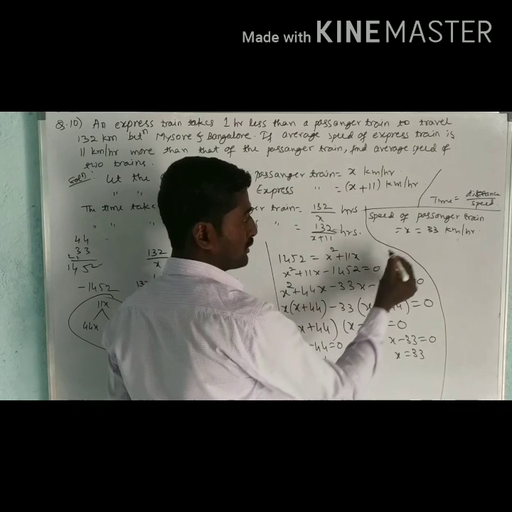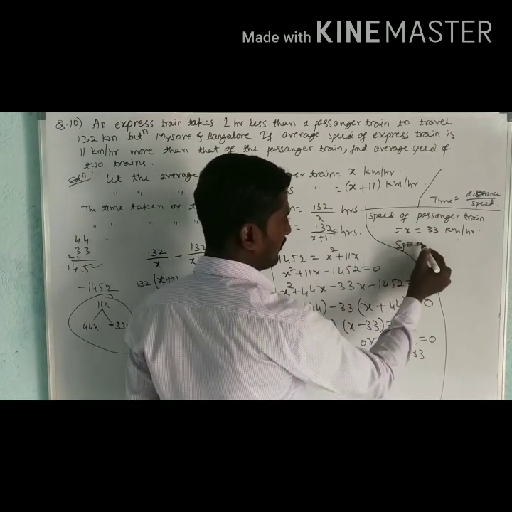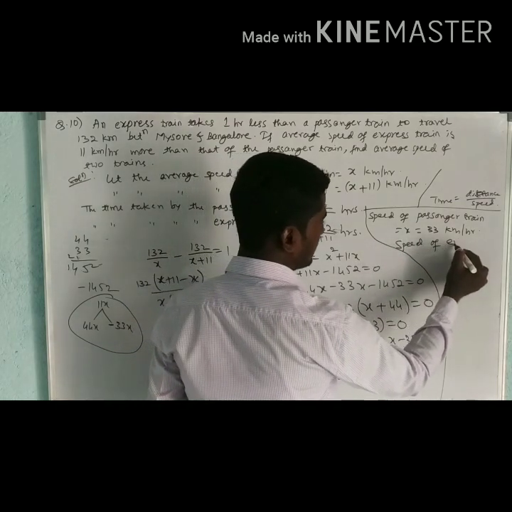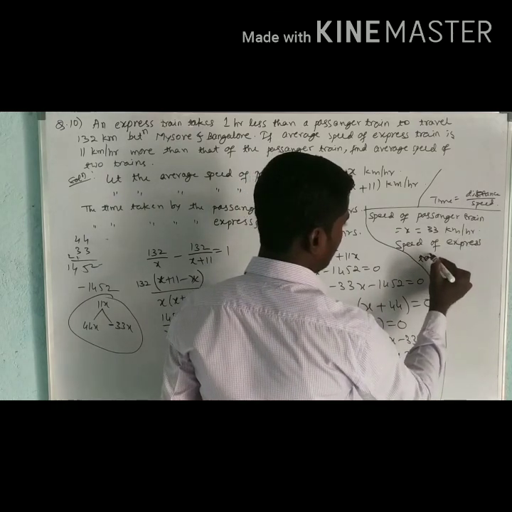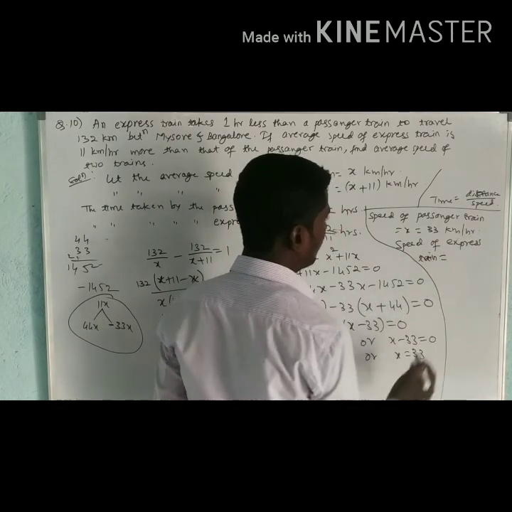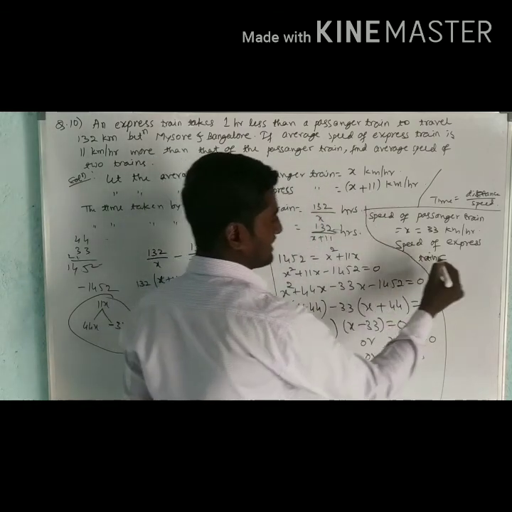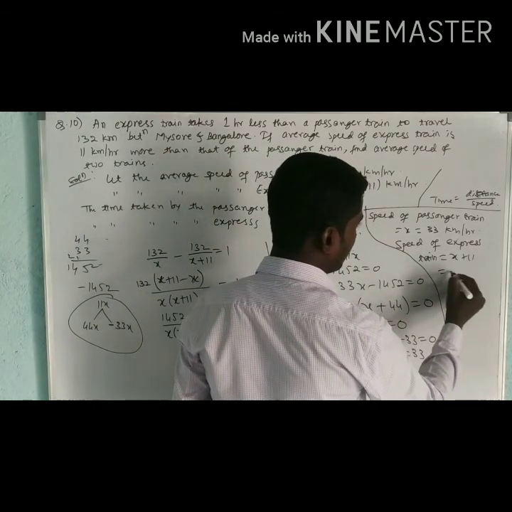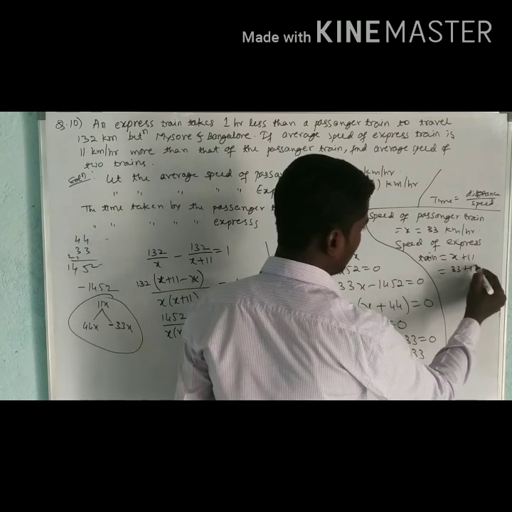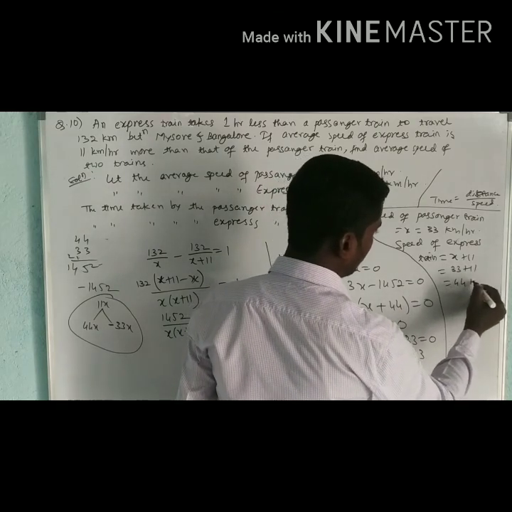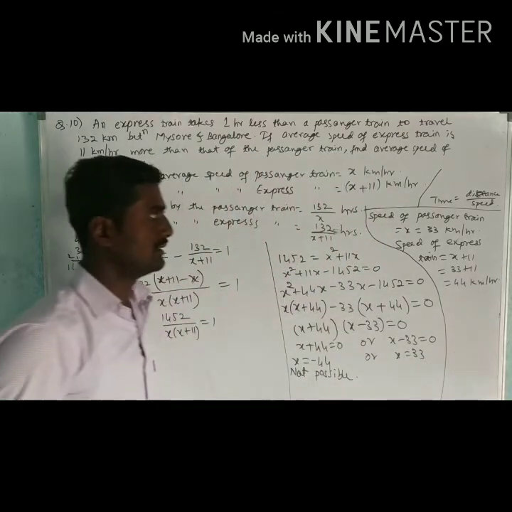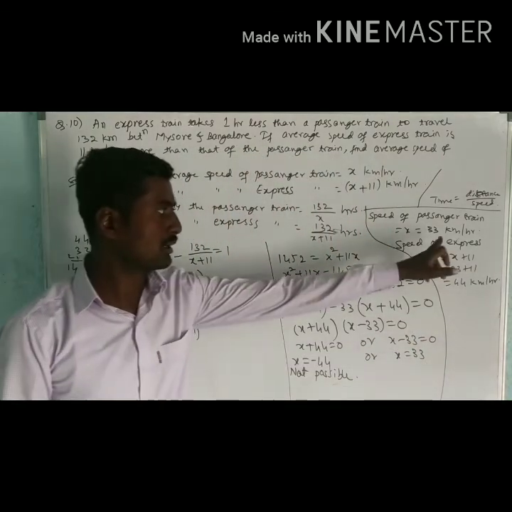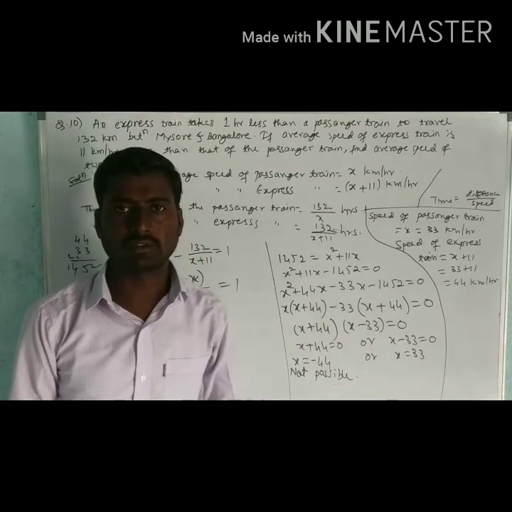And another one also I should write. Speed or average speed of express train is equal to, what is that? I have taken it as x plus 11. X plus 11, that is 33 plus 11, that is 44 kilometer per hour. These are the speeds: 33 kilometer per hour and 44 kilometer per hour.